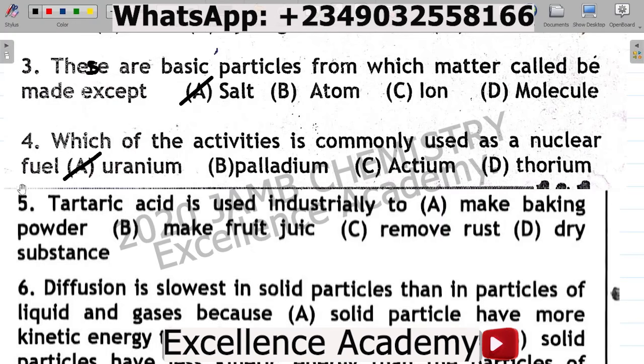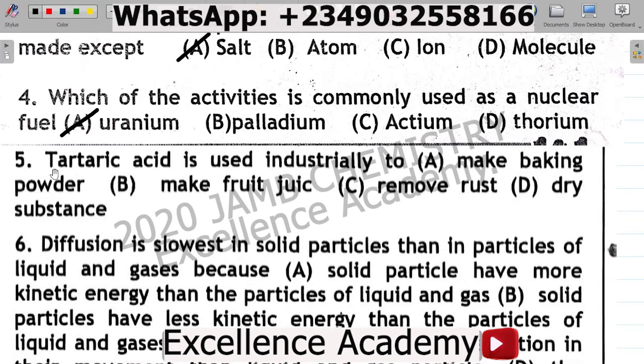Number 5. Tartaric acid is used industrially to A. Make baking powder, B. Make fruit juice, C. Remove rust, D. Dry substances. What is the correct answer to this question? Now, for this question, the correct answer is B. Tartaric acid is used to make fruit juice.